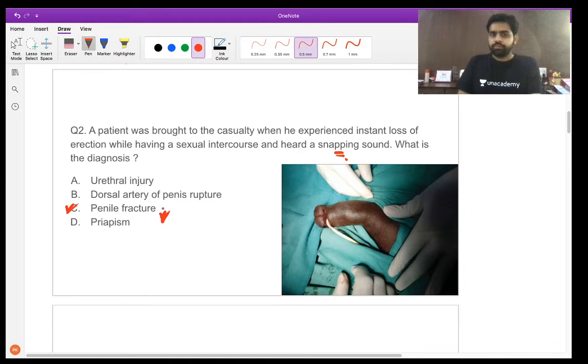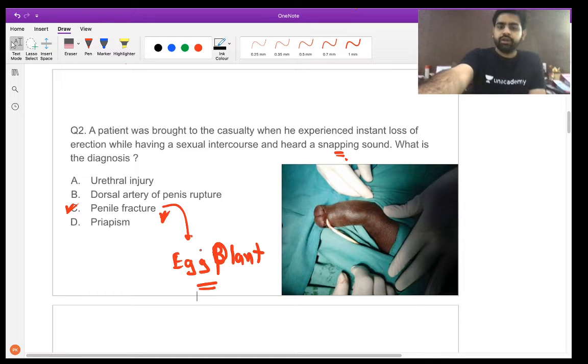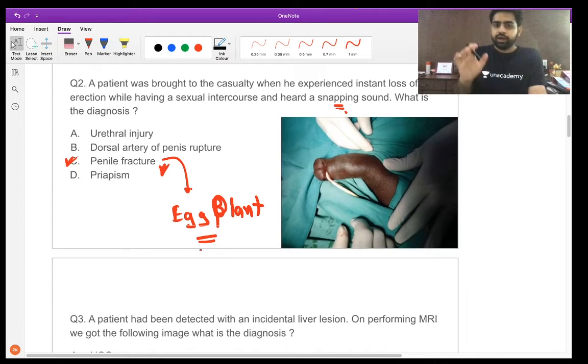Now another thing: in penile fracture you see something which is called an eggplant deformity, or eggplant shape of the penis. What is eggplant? Eggplant is basically the brinjal. So it is also referred to as a brinjal shaped penis or eggplant deformity. Eggplant is basically the English name of brinjal. So please understand, eggplant deformity or a brinjal shaped penis is a feature of a penile fracture, and this characteristic clinical scenario points towards the diagnosis of a penile fracture.